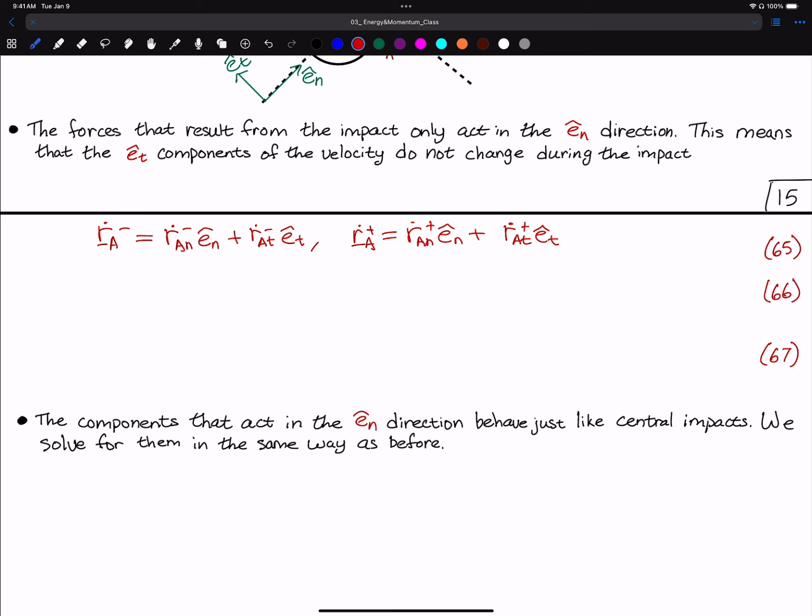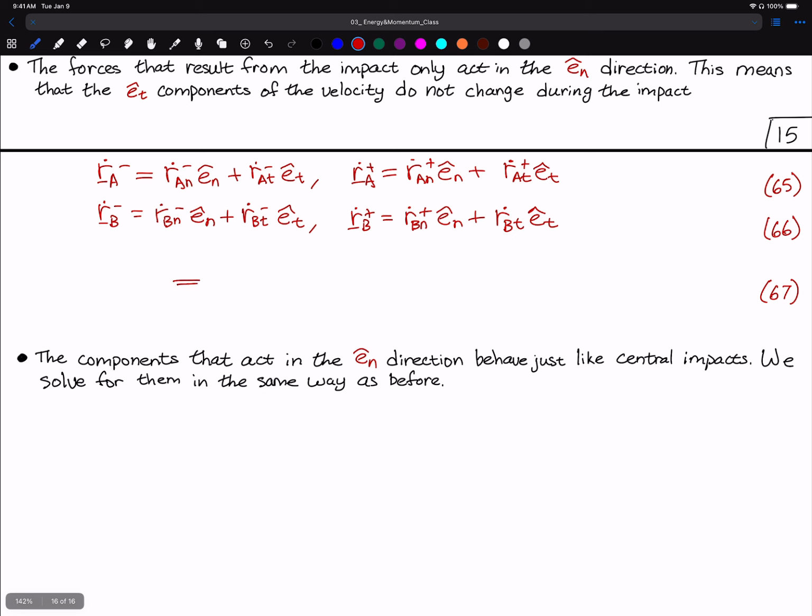We expand the same thing for particle B. r_B dot minus will be equal to a normal component, which we'll write as r_B n dot minus e hat n. So that's just the projection of r_B dot into the e hat n direction, plus r_B t dot minus e hat t. So that's our tangential component. And then the same thing for r_B dot plus, equal to r_B n dot plus e hat n plus r_B t dot plus e hat t.